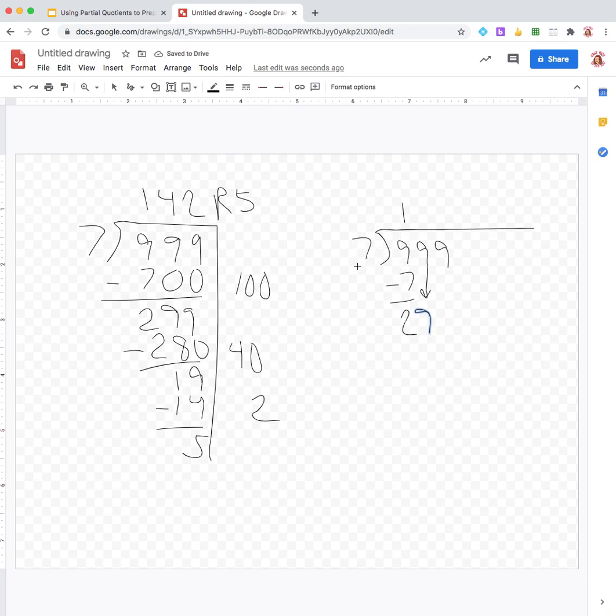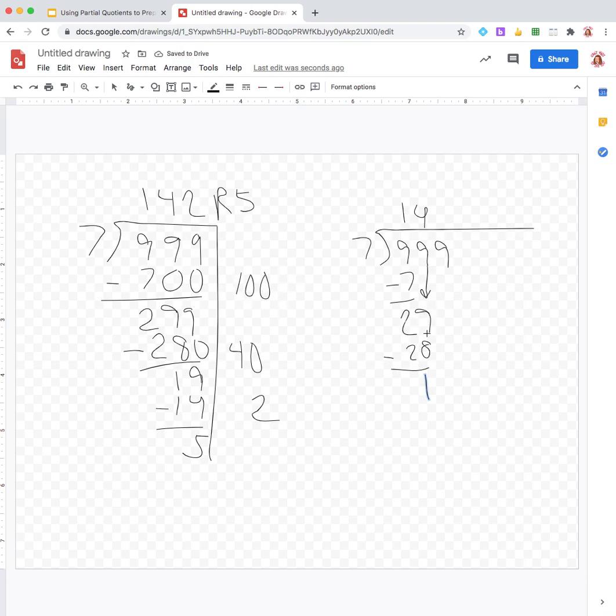So 7, how many sets of 7 can I take out of 29? It's really how many sets of 70 can I take out of 290, because I'm dealing with the tens place. That was when I had 4. 4 times 7 was 28. So I personally prefer this model. You have to use it this year, but I prefer this model because my brain sometimes mixes up my zeros.